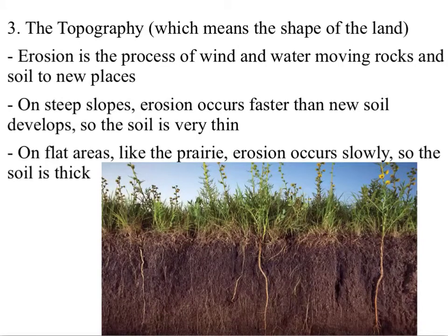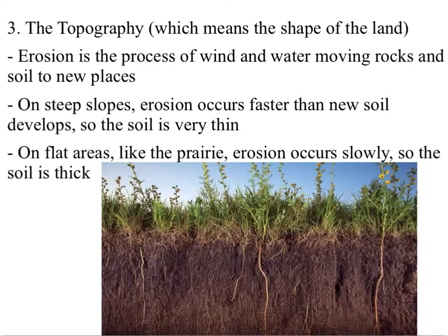The topography is a really important factor, and topography is just a long word that means the shape of the land. Erosion is an important process that will come into play here, and this is the process of moving rocks around. It's when wind and water basically move weathered rocks to new places, and a dramatic example is a landslide. That's a huge example of erosion.